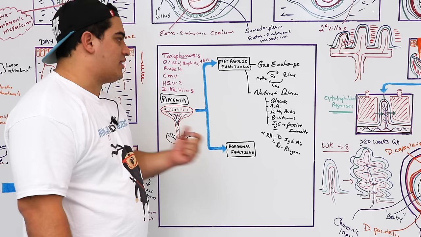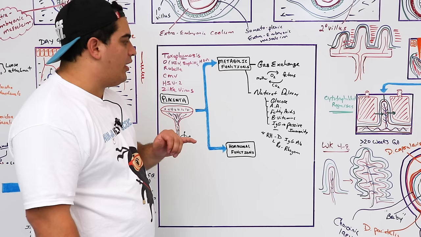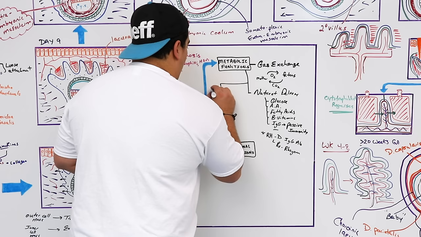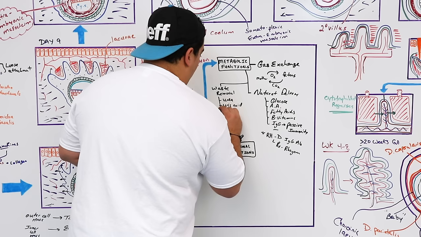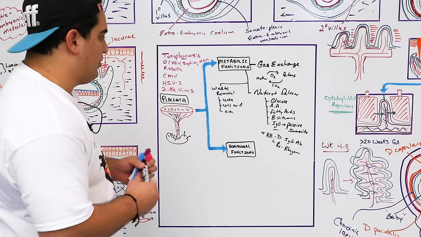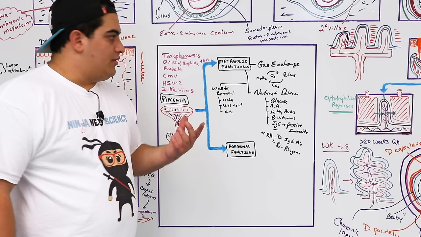Okay? So big functions: gas exchange, nutrient delivery, and what else? Waste removal. So they remove a lot of different things like urea, uric acid, and so on and so forth, more different types of waste products. That's not super integral to this lecture. Okay, what else? So we've got metabolic functions and hormonal functions.